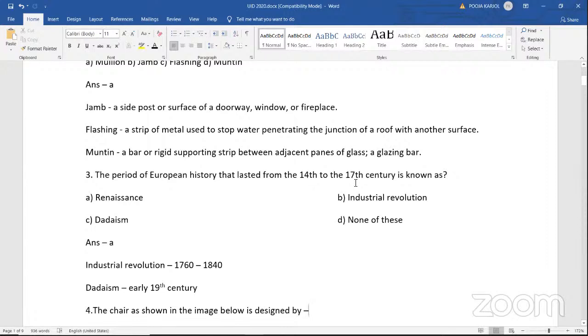It lasted from the 14th century to the 17th century. Industrial Revolution was a more recent one compared to Renaissance at least. Started in 1760 and ended in 1840. Dadaism is early 19th century. What is Dadaism? It's an art movement started by 2-3 individuals. I can't recall the name, but it started in the early 19th century. Okay, 1905, sorry. Somewhere around that.